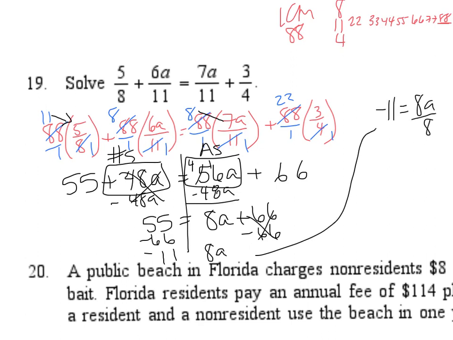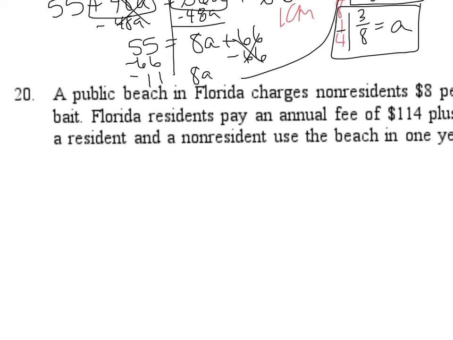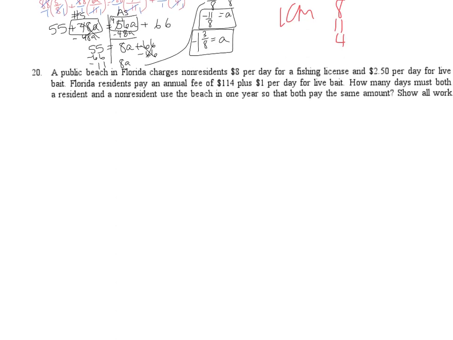I would divide by 8, so I get negative 11 over 8. I can change that by saying 8 can go into 11 one time, with 3 remaining. So I could do a equals negative 1 3/8, or I could leave it as that. Either way.